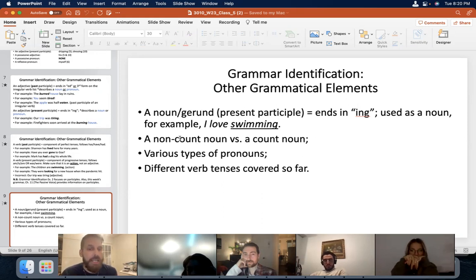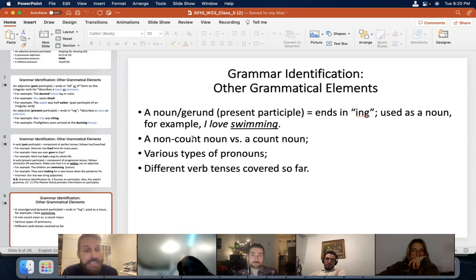Give me a non-count noun quickly. I want to finish this and you're going to have a break. Non-count noun. Give me an example. Omar? Information. You want information. Information is excellent. Give me a count noun.